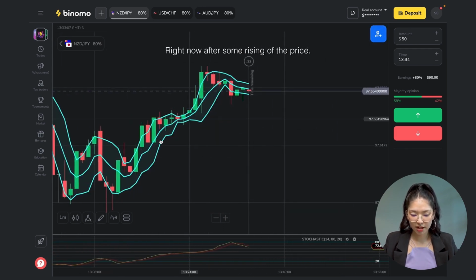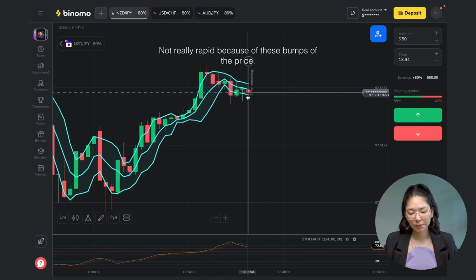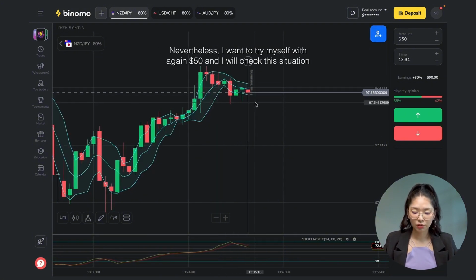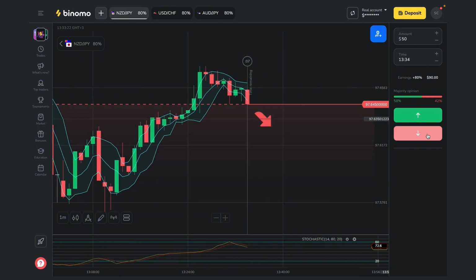So right now, there's some rising of the price. We're working with downfall. Not really rapid because of these bumps of the price. Nevertheless, I want to try myself with again $50. And I will check this situation with redemption.